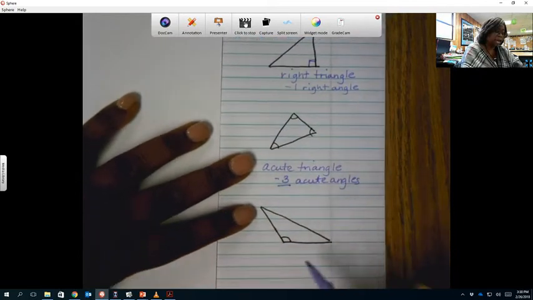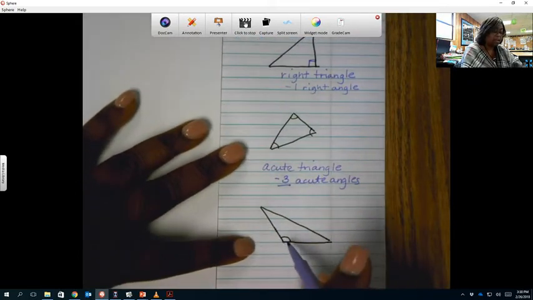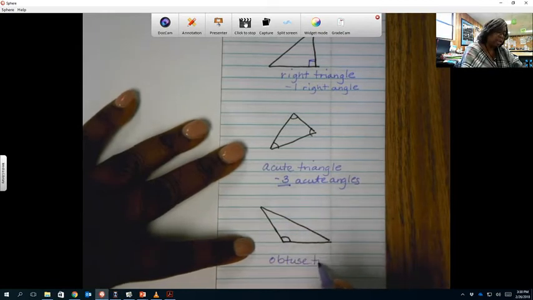And last but not least, I have this triangle down here that has this very wide angle. This is called an obtuse triangle. Let's spell that. It has one obtuse angle.